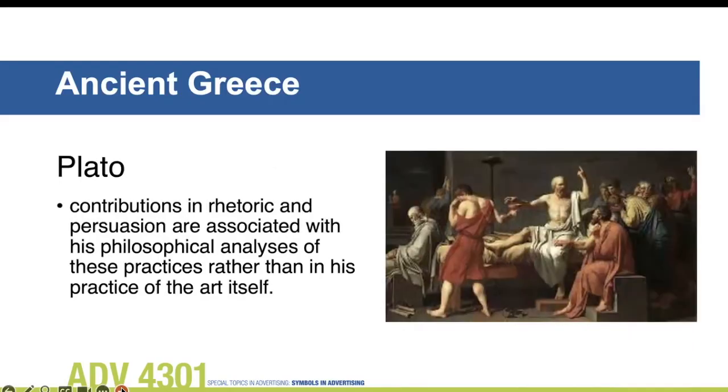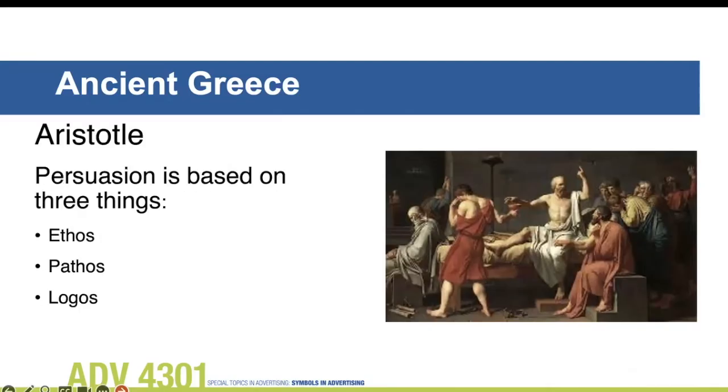The next one on the list is Plato. Now, I know that we all think of him as a philosopher. So his distinct contribution was in relationship to rhetoric and persuasion, and they're commonly associated with his philosophical analysis of these practices rather than his practice of the art itself. So he told people how to persuade people.